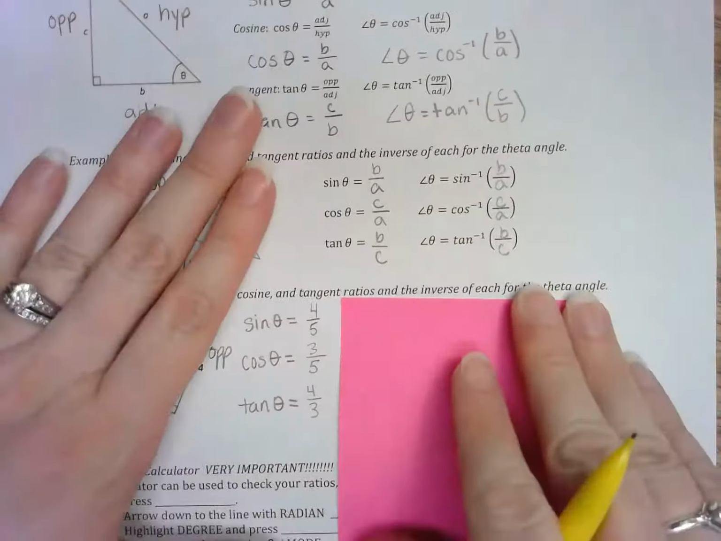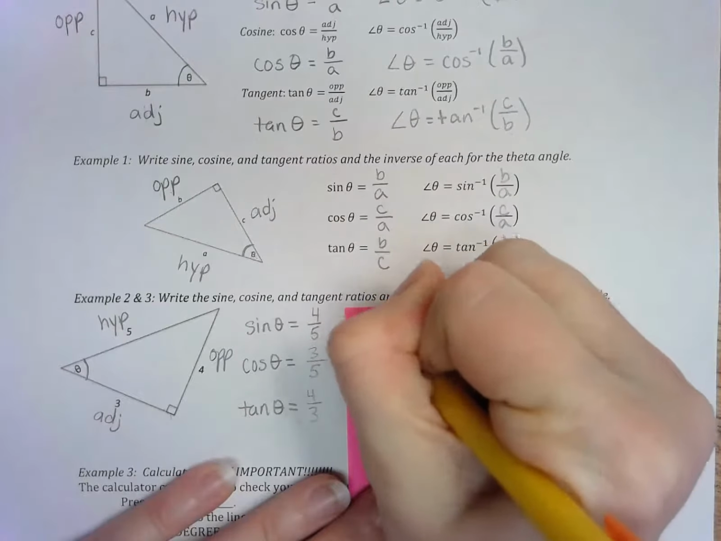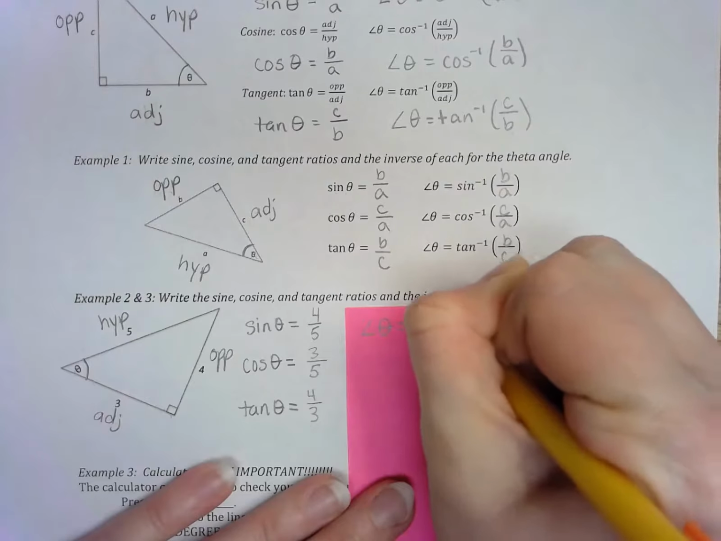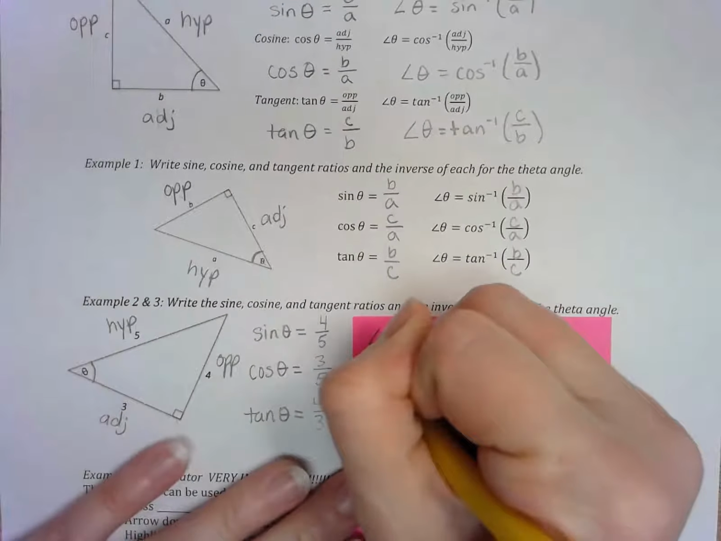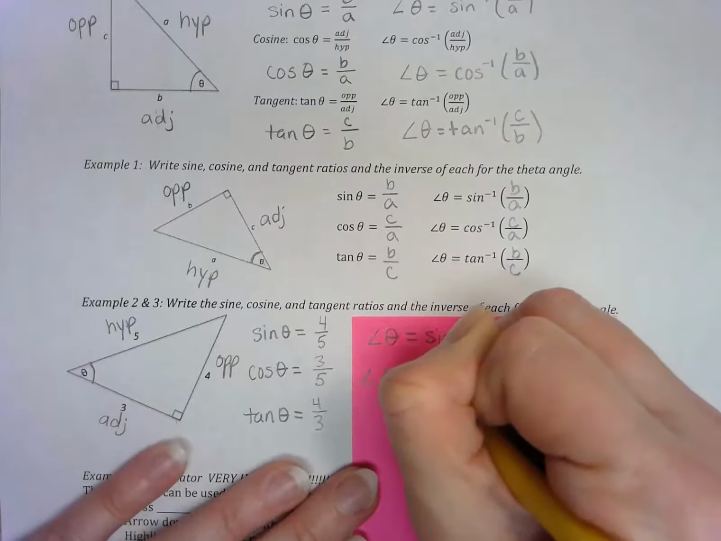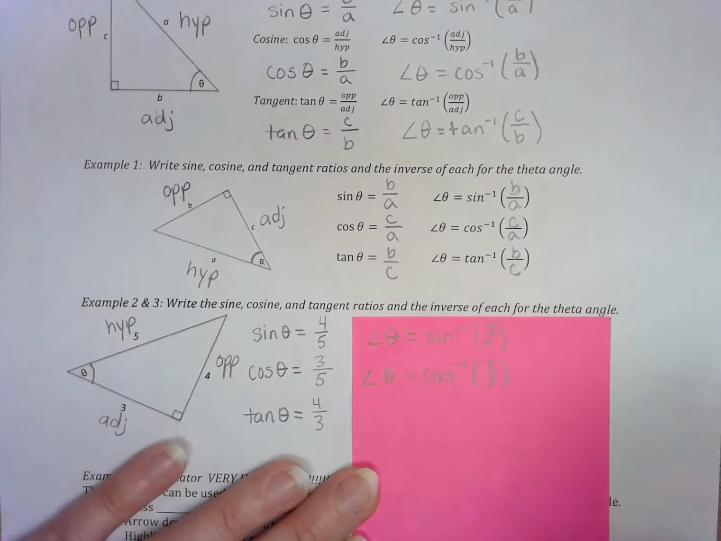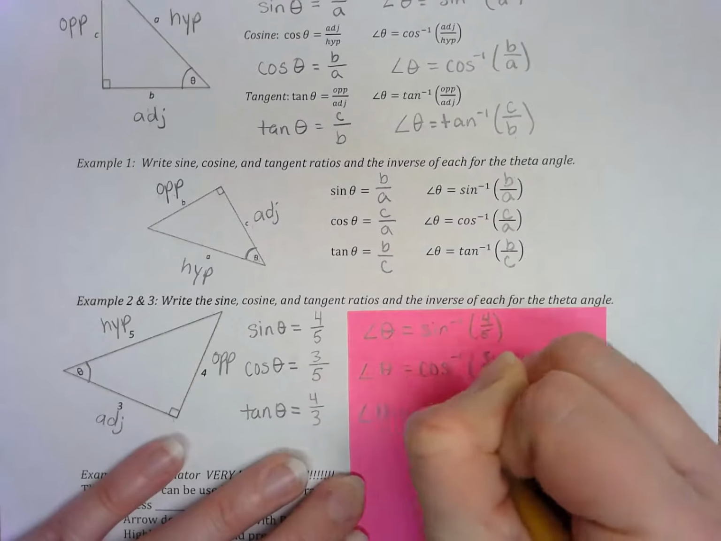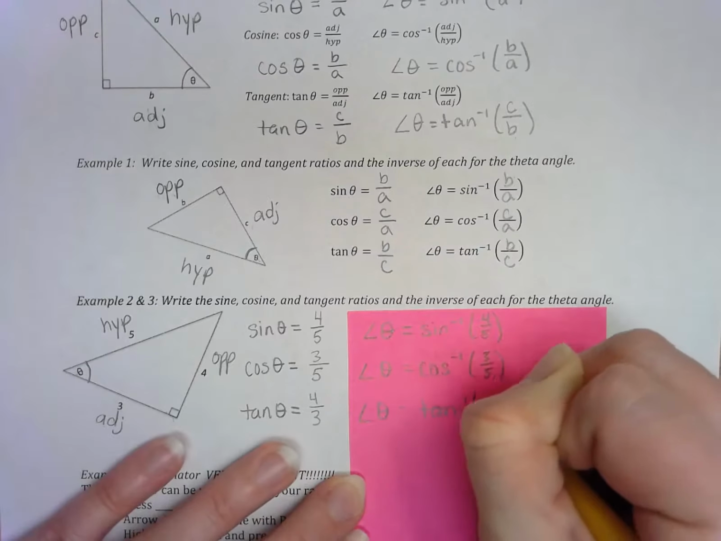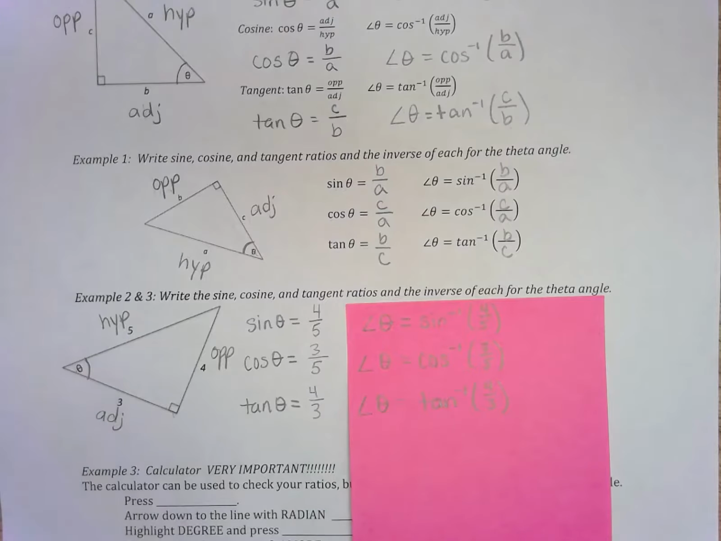So our angle theta, we can do inverse sine of 4/5. Or we could do, for our angle theta, inverse cosine of 3/5. Or even for angle theta, we could do inverse tangent of 4/3. All of those inverse trig ratios would give us the angle theta.